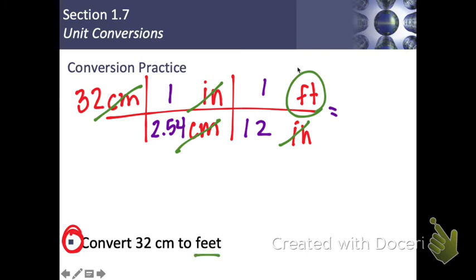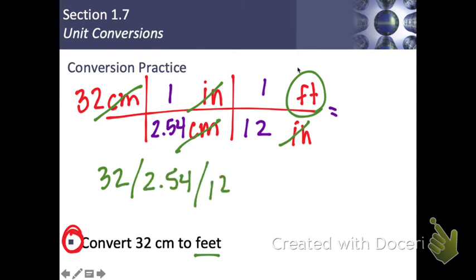So if I was going to guess here, would you think this is a big number or a small number? Very small. It's pretty small, right? 32 centimeters is not a lot of centimeters. So we're not going to have thousands of feet here. It's going to be a pretty small number. When I do the math here, I multiply across the whole top, which is just times 1, so I don't need to do that. When I do this in my calculator, I'm going to divide by the whole bottom. So I'm going to take 32, divide by 2.54, divide by 12.